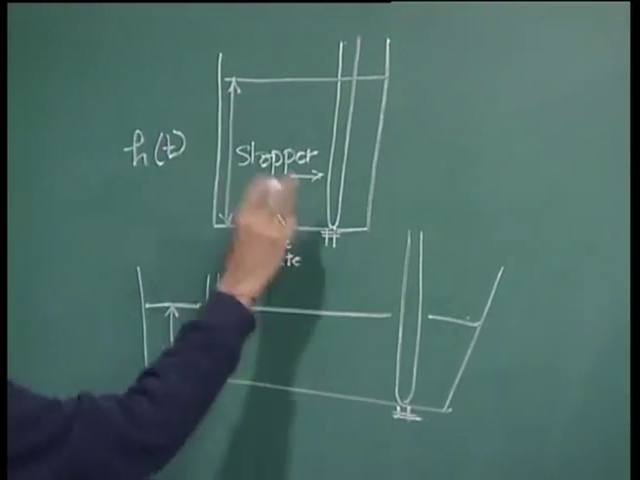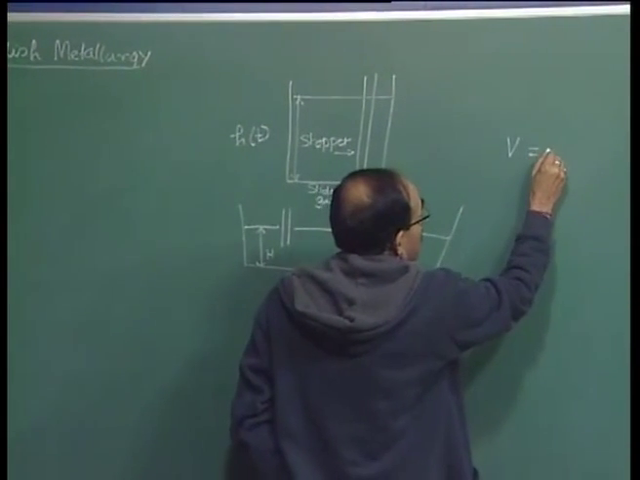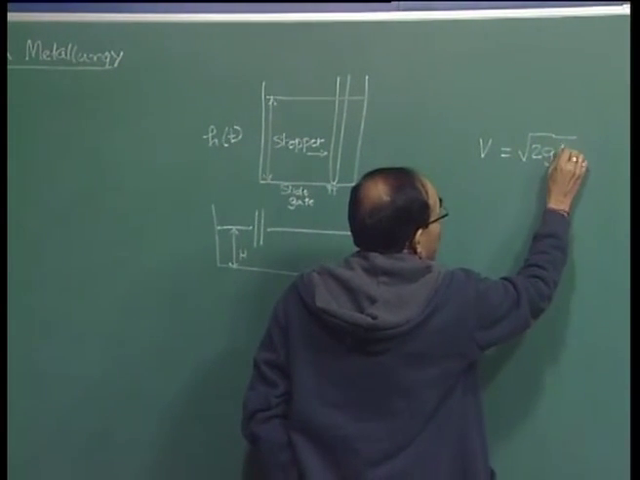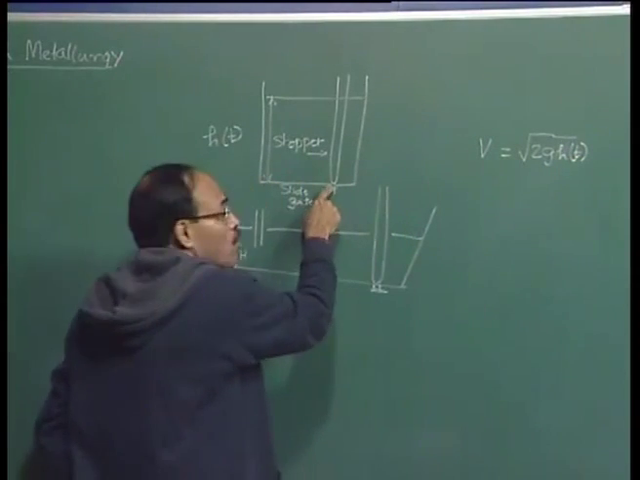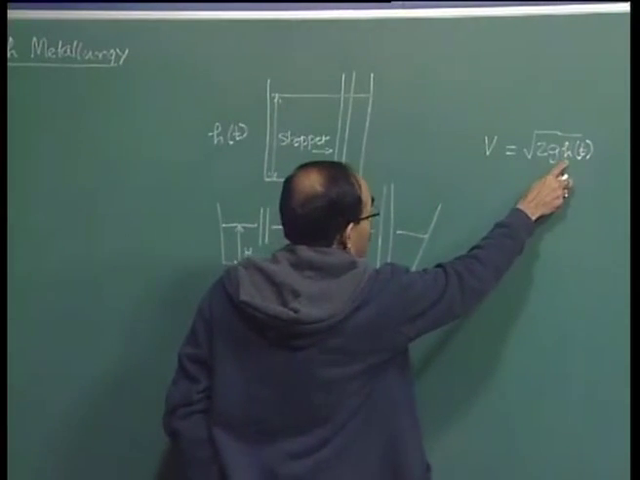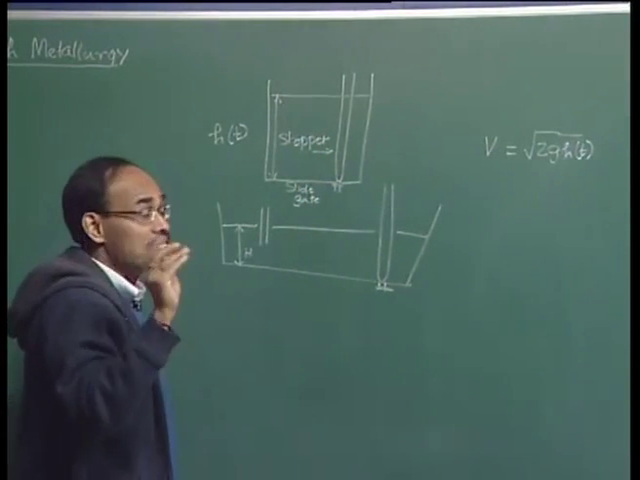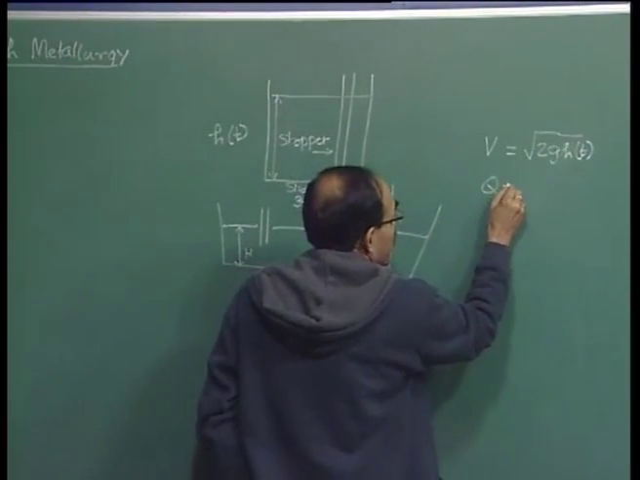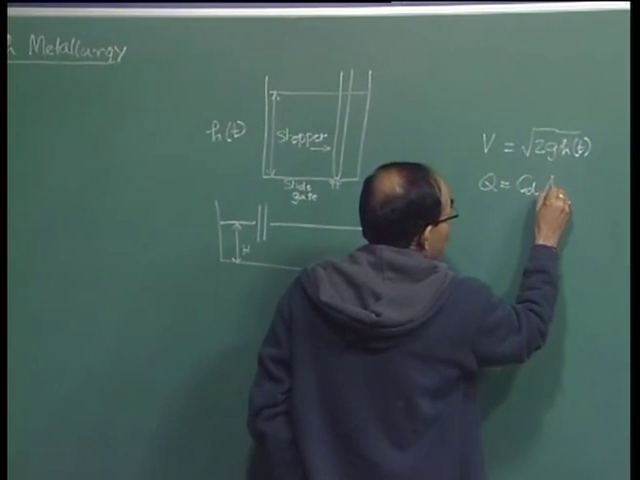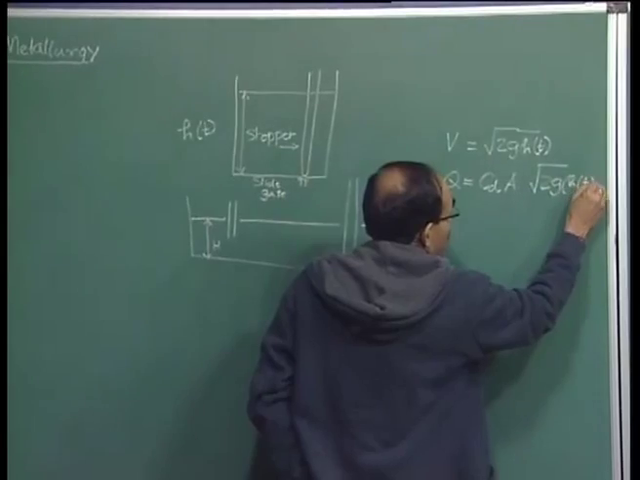So, the height decreases. We know from Bernoulli's equation that the velocity is equal to square root of 2gh in this case. So, the velocity through the nozzle is going to be a function of time, because height is a function of time, but the diameter when you have a stopper rod or a slide gate nozzle is not constant. So, the volumetric flow rate is equal to the discharge coefficient multiplied by the area of the nozzle into square root of 2gh.